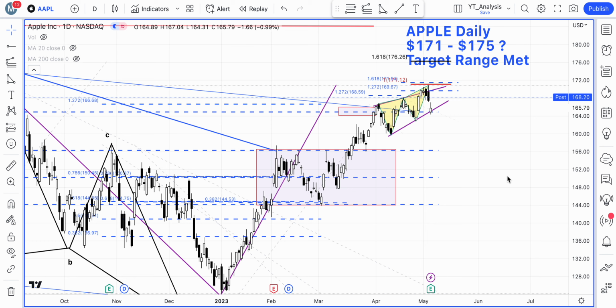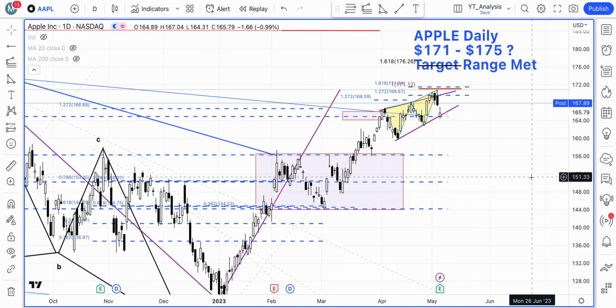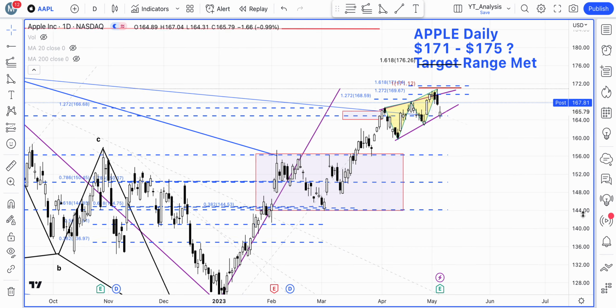I do not know from a fundamental perspective how the earnings were, but looking at the price action today, what we have seen is actually a pattern formation, which is an island reversal kind of formation. But in an island reversal, what I would have liked to see is today's candle actually closed bearish, which it did not. So it's not, in my opinion, an island reversal pattern as such.